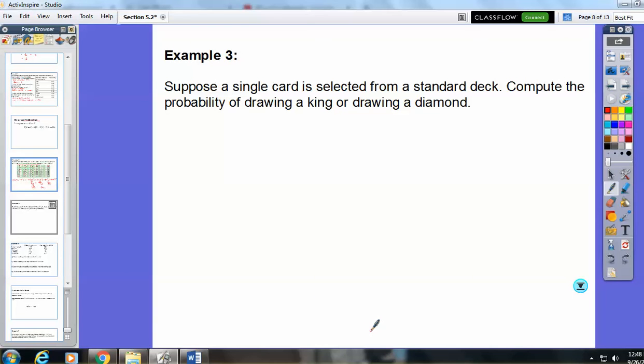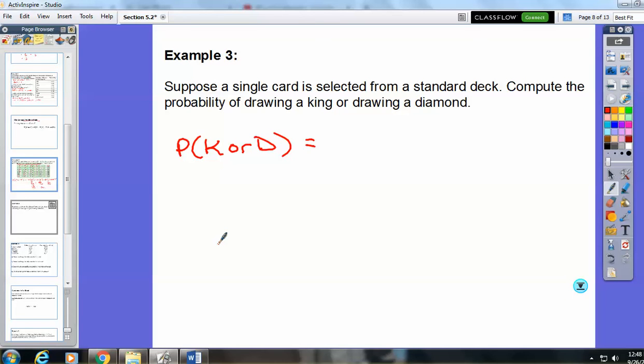You guys know what a deck of cards looks like, right? So suppose a single card is selected from a standard deck. Compute the probability of drawing a king or drawing a diamond. So I want the probability of a king or a diamond.